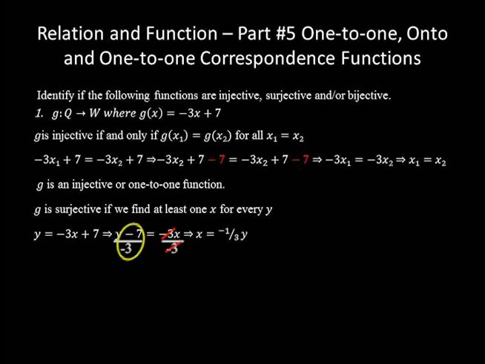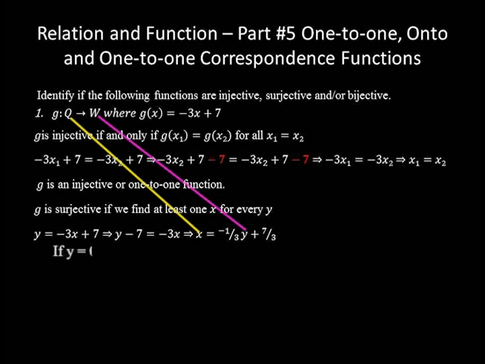-7 divided by -3 is +7/3. It's stated in the question that y is a whole number and x is a rational number. If we substitute any whole number in place of y, we can find the value of x, and that value is a rational number. We can check it with 0, 1, and 2.